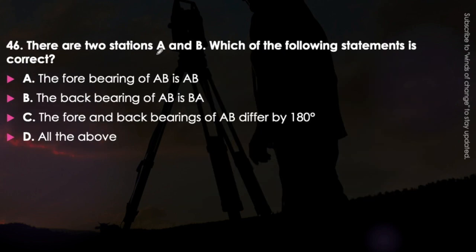Next question. There are two stations A and B. Which of the following statements is correct? The fore bearing of AB is AB. The back bearing of AB is BA. The fore and back bearing of AB will differ by 180 degrees, or all of the above. We have discussed a question like this in the previous video. So here, which one will be the correct answer? You can easily answer it. Option D will be the correct answer. That is, all of these are correct. Fore bearing of AB is the AB angle only, while the back bearing will be BA. And the fore bearing and back bearing will differ by 180 degrees, which is always a correct statement.